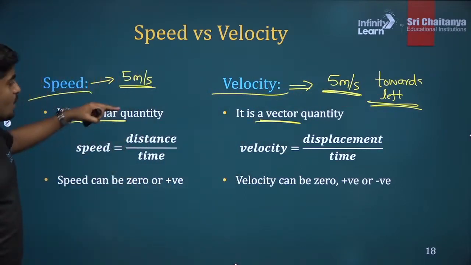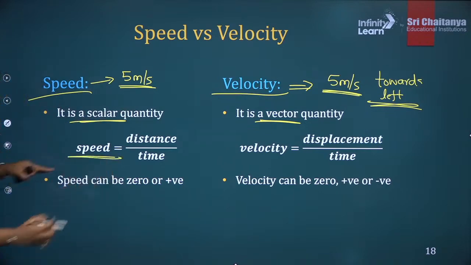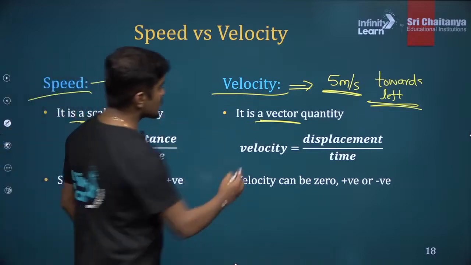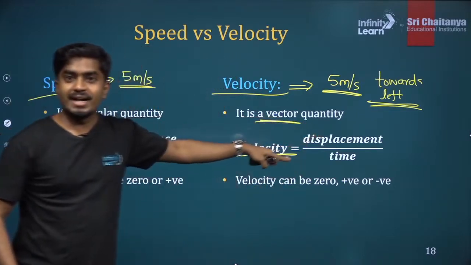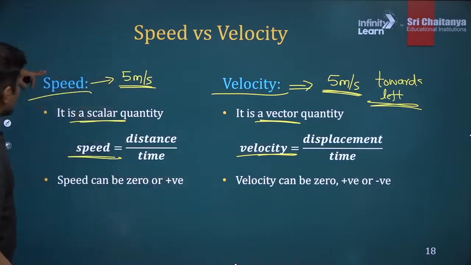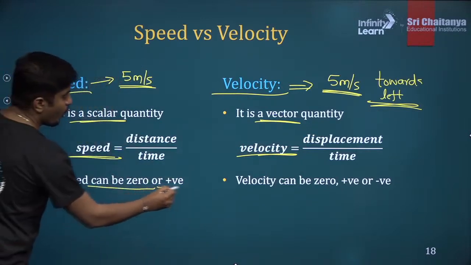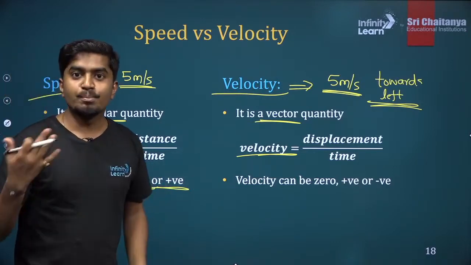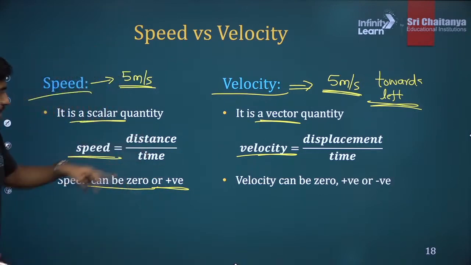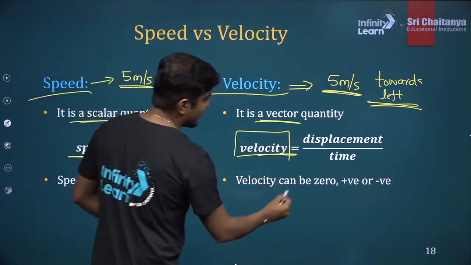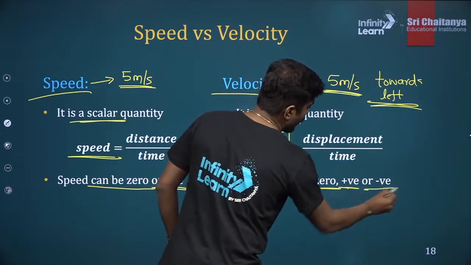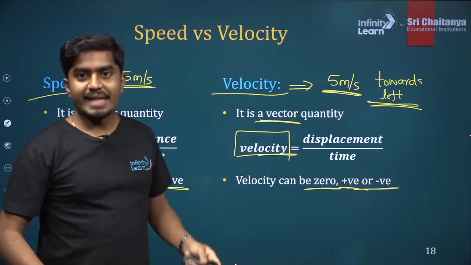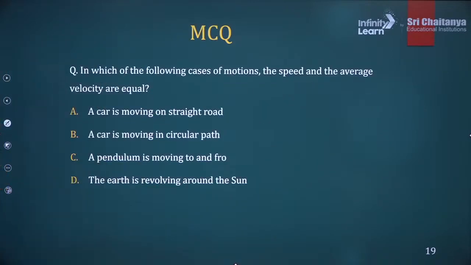Okay. So now, what is the definition of speed? It is distance divided by time. What is the definition of velocity? Displacement divided by time. Clear? So the speed can be 0 or positive. Why? Because the distance can be 0 or positive. The velocity can be 0, positive or negative. Now let's solve this question.